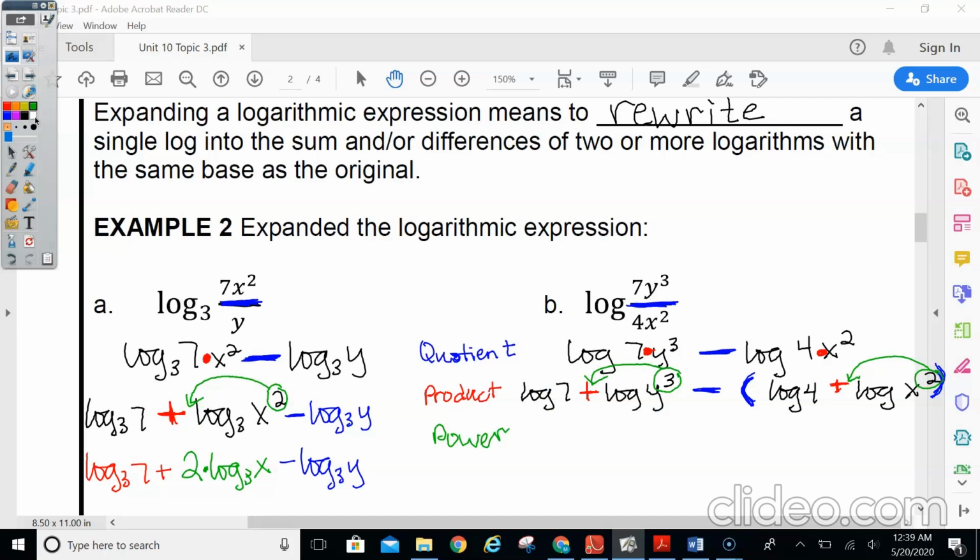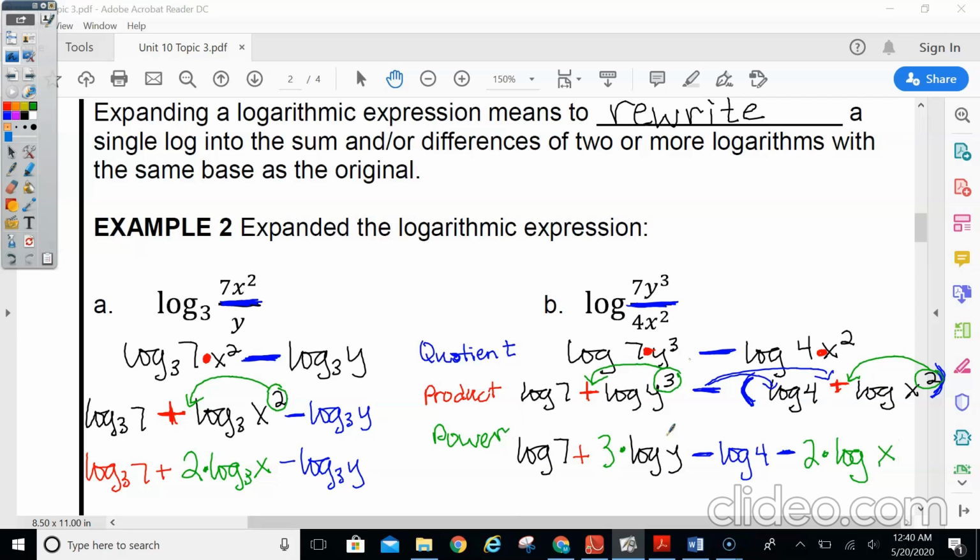So this part is going to be log 7 plus, because they were multiplied, 3 times log base 10 of y. And then we're going to distribute this negative and make this one a minus log base 10 of 4, and distribute it here and make it minus 2 times log of x.